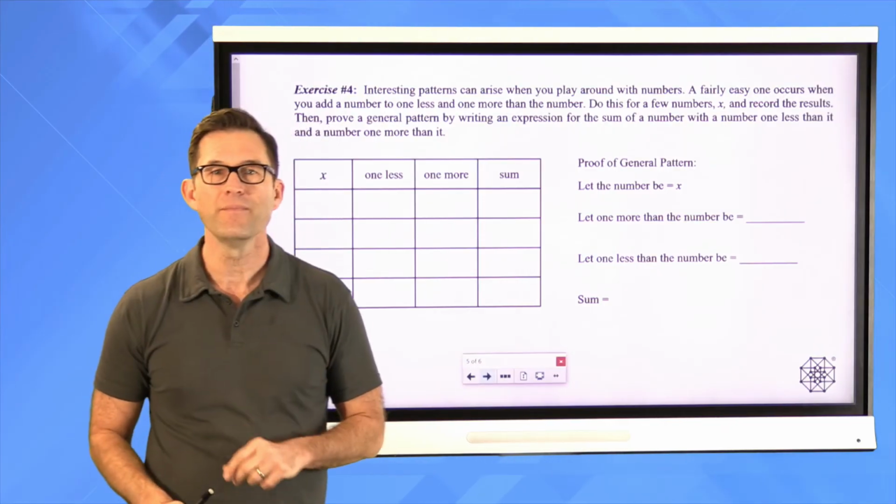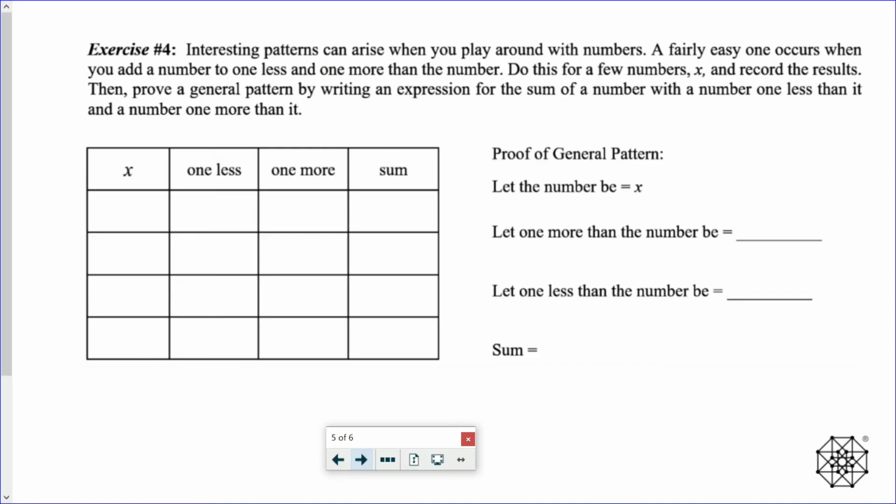One last problem, exercise number 4. Interesting patterns can arise when you play around with numbers. A fairly easy one occurs when you add a number to one less and one more than the number. Do this for a few numbers x and record the results. Then prove a general pattern by writing an expression for the sum of a number with a number 1 less than it and with a number 1 more than it.